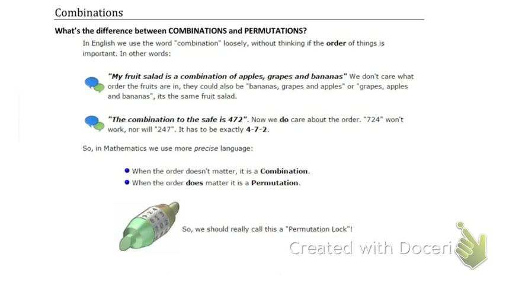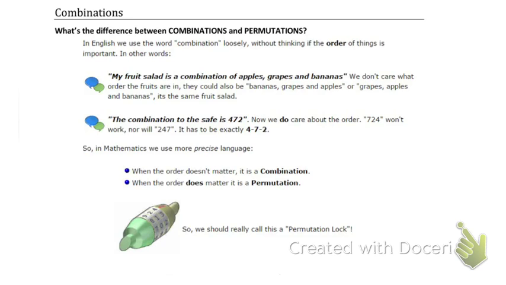In English, we use the word combination loosely, without thinking if the order of things is important. In other words, the first thing says, my fruit salad is a combination of apples, grapes, and bananas. We don't care what order the fruits are in. They could be bananas, grapes, and apples, or grapes, apples, and bananas. It's still the same fruit salad. Order does not matter. Whatever you put in, you're going to end up with the exact same result.